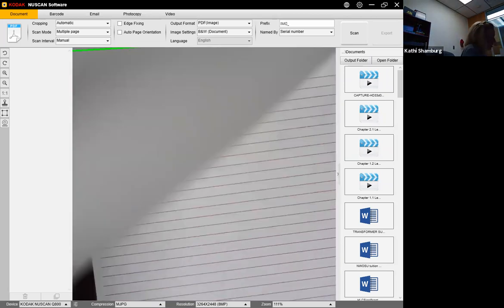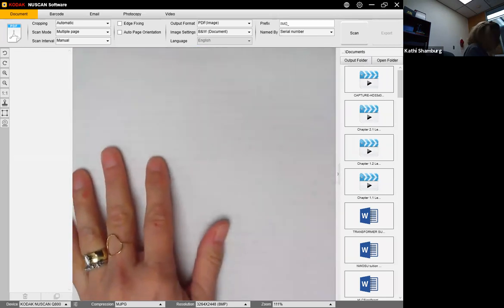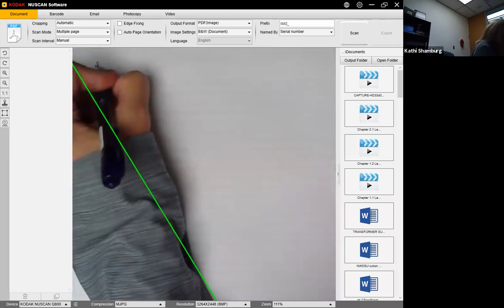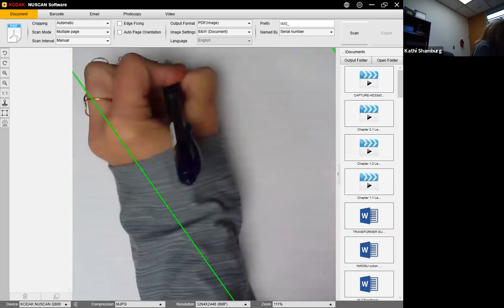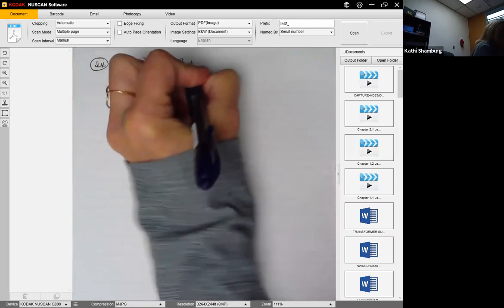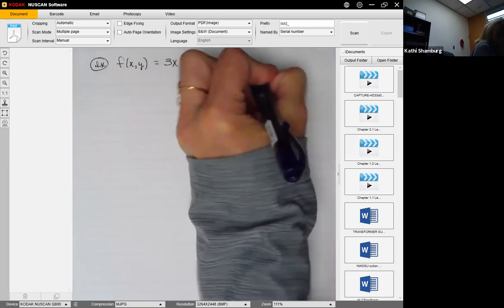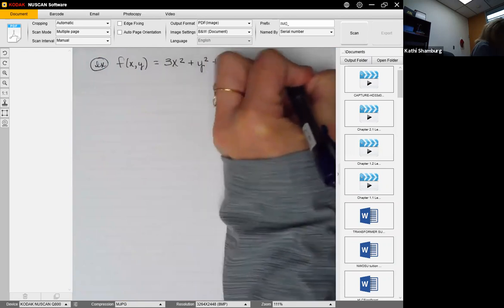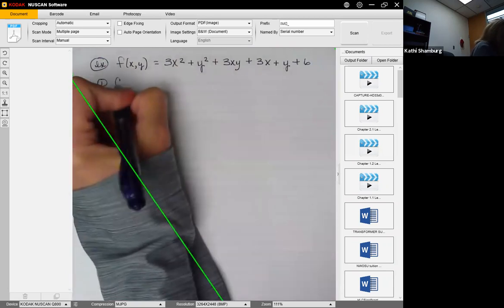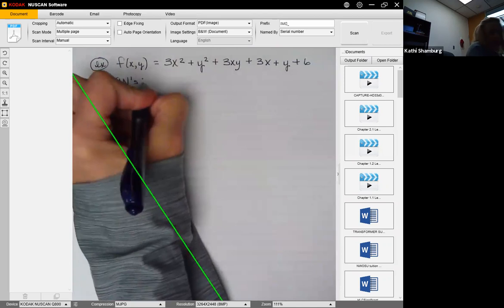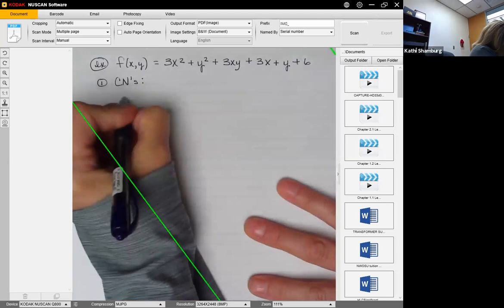Okay, so now let's look at an example and go through all of those steps. So I'm going to give you a multivariable function: 3x squared plus y squared plus 3xy plus 3x plus y plus 6. Step 1 was to find your critical numbers, which basically means we need to find the first derivatives with respect to x and then with respect to y.